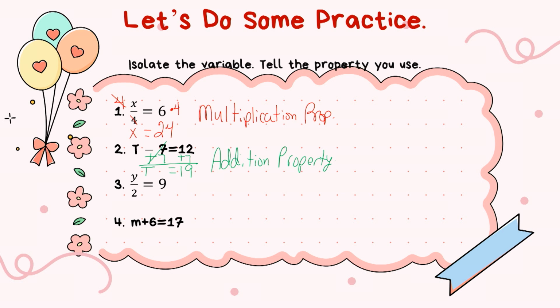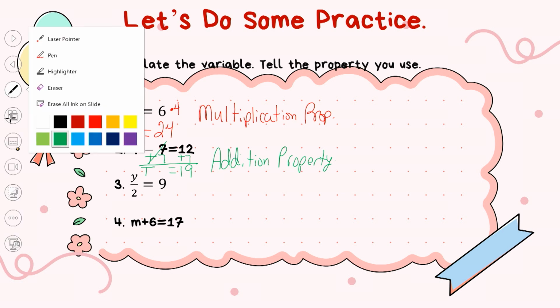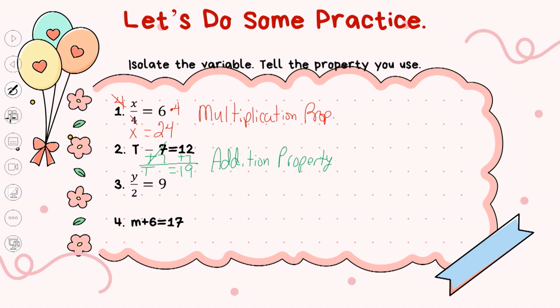All right, let's look at number 3. y divided by 2 equals 9. So what property am I going to use for a division? Yes, I'm going to use multiplication. So I'm going to multiply by 2 on both sides. So my y equals 18.